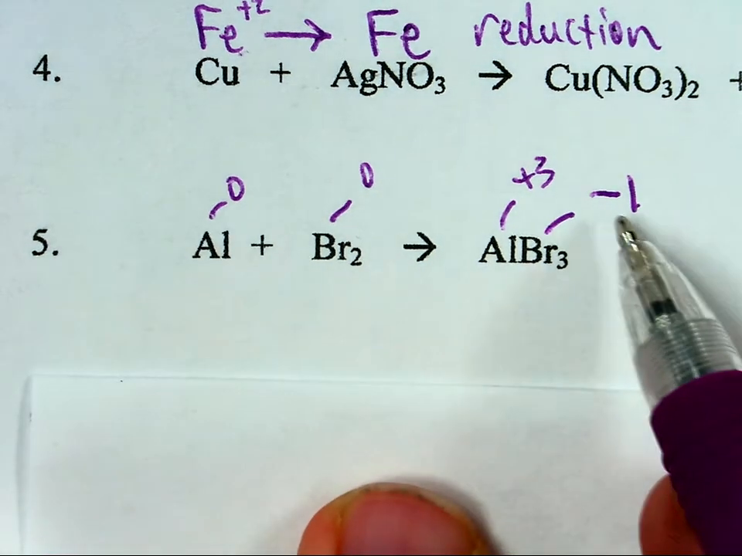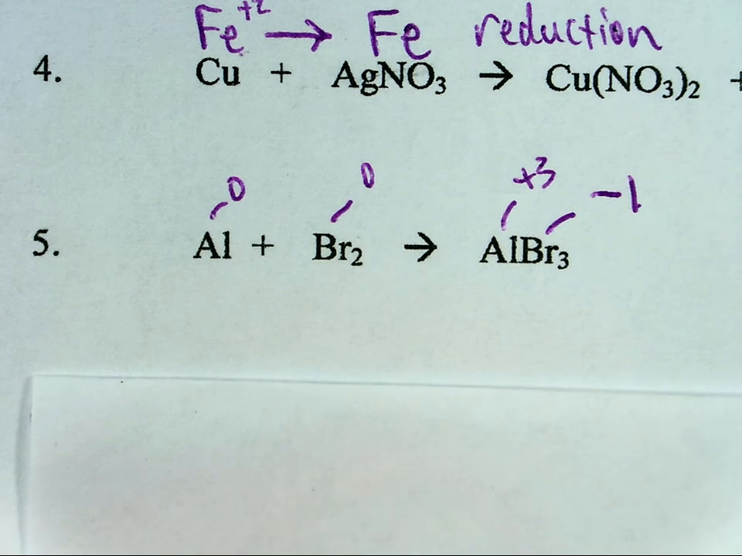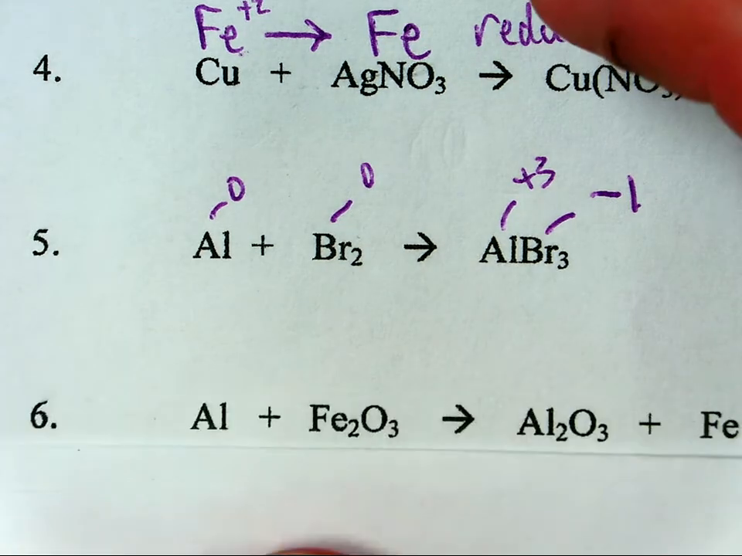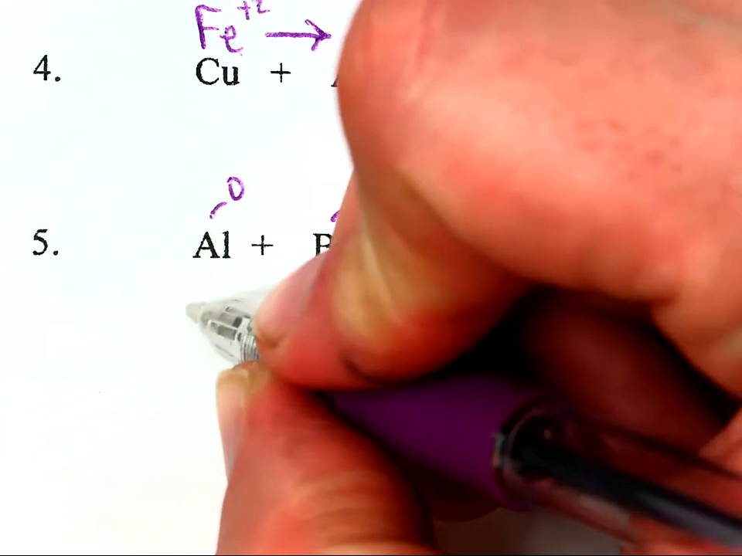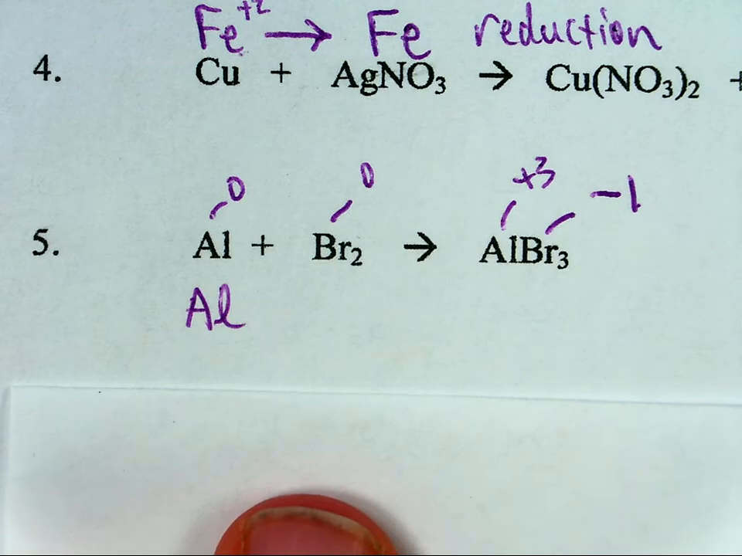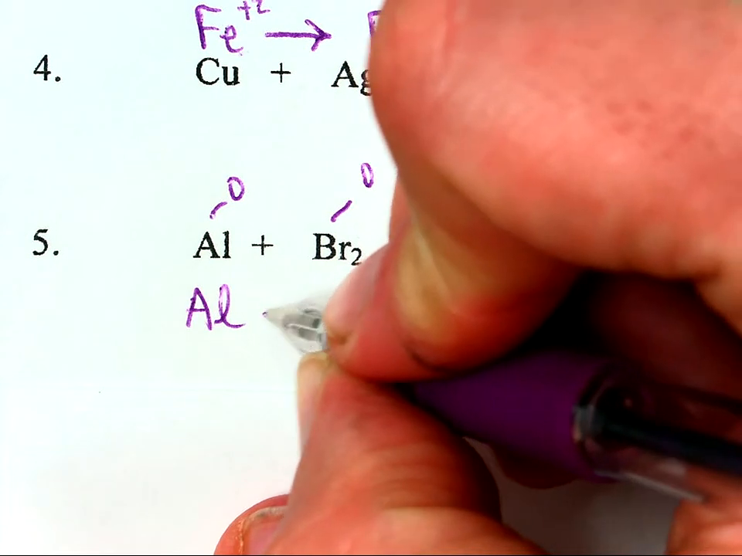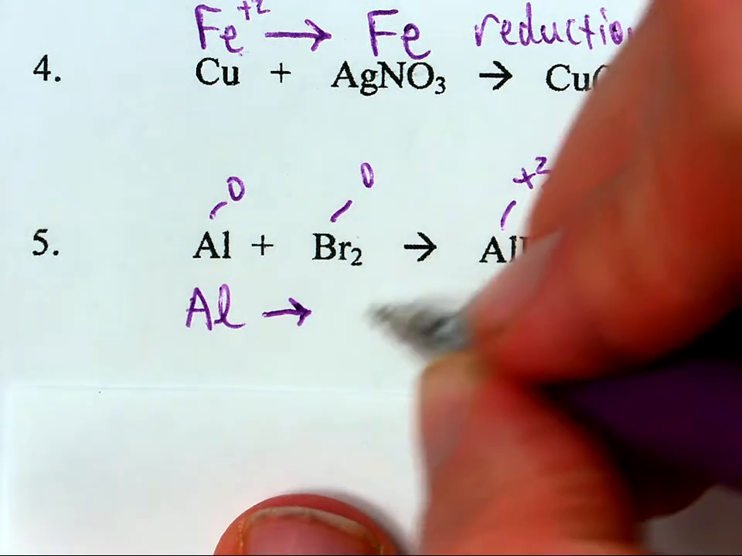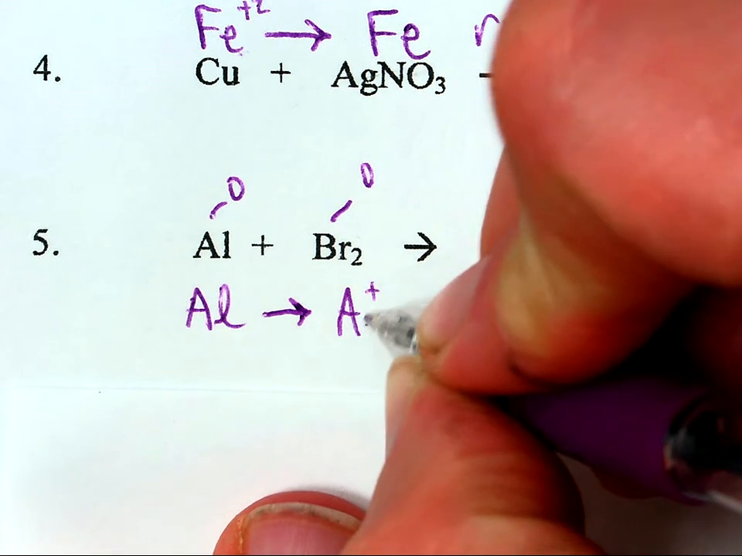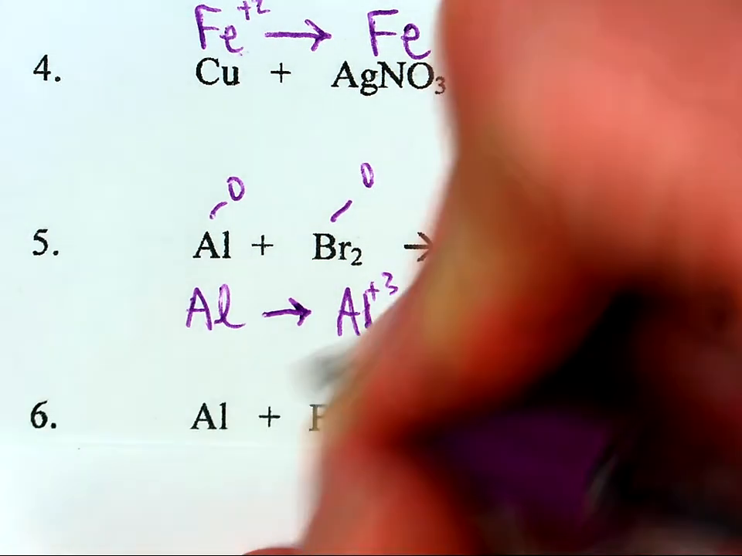Okay, well, what does this mean? This means aluminum went from being, well, just aluminum, neutral aluminum, to aluminum +3. Oops, aluminum +3. And then bromine became bromine with a minus charge.